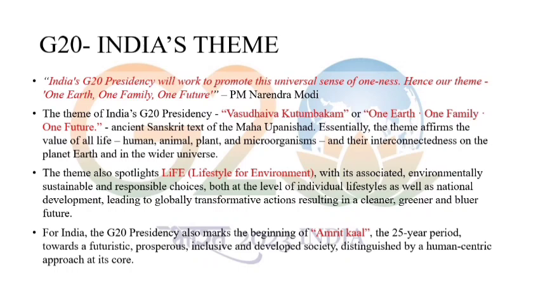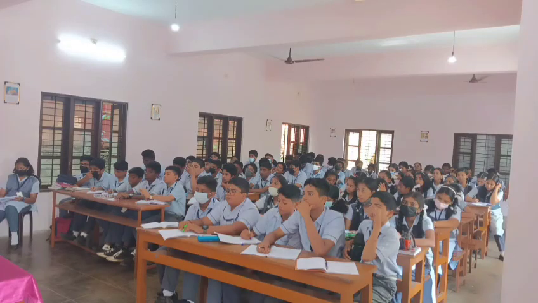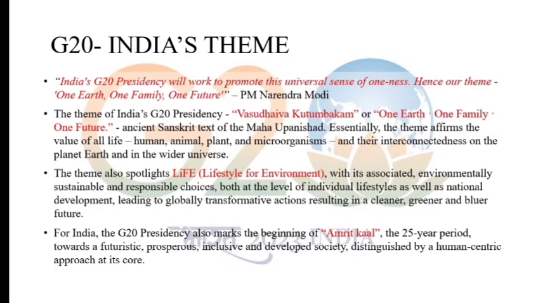Vasudhaiva Kudumbakam, with the tagline One Earth, One Family, One Future, means we have only one earth and all the inhabitants of this earth are one family, and this family have a common future for which we have to live sustainably. The theme also has a sub-theme which is LiFE, which stands for Lifestyle for Environment. This means that individual lifestyles and the nation's development should be eco-friendly.